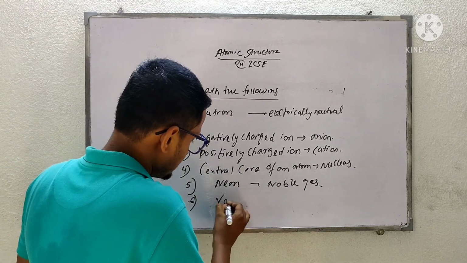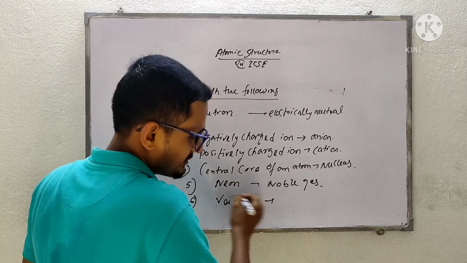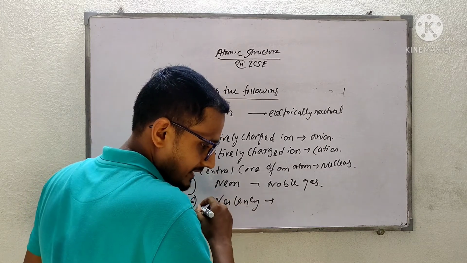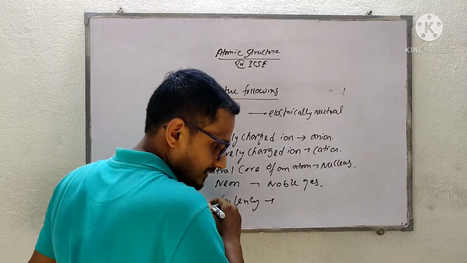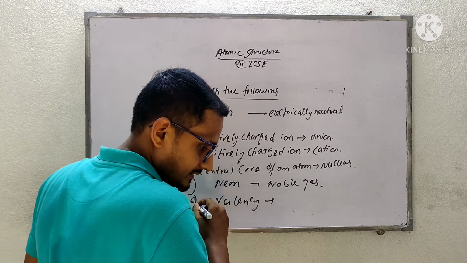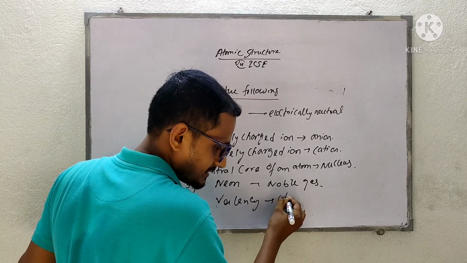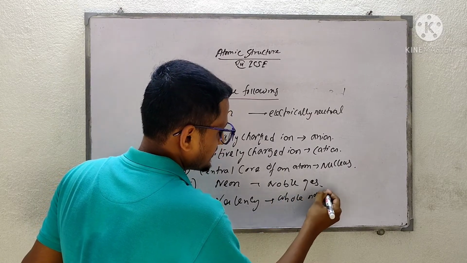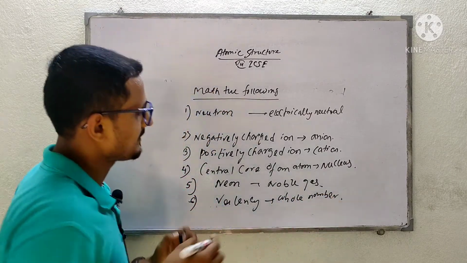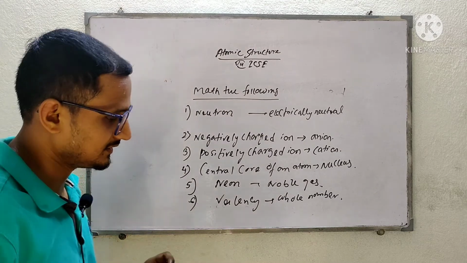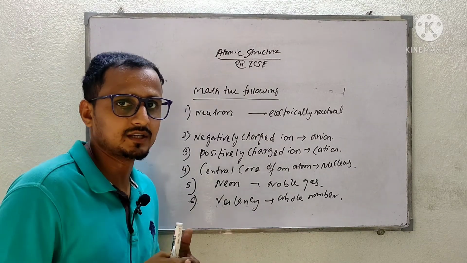Next, valency. Valency is the number of unpaired electrons. Here it is given: whole number. Whole number will be the answer. Other options are not there, so whole number. So we have done up to D.